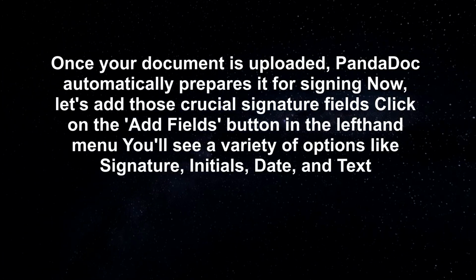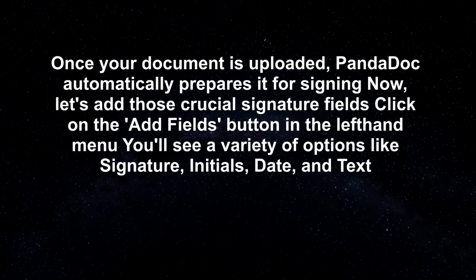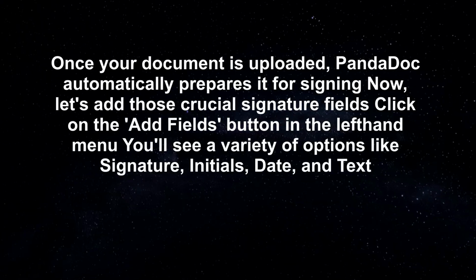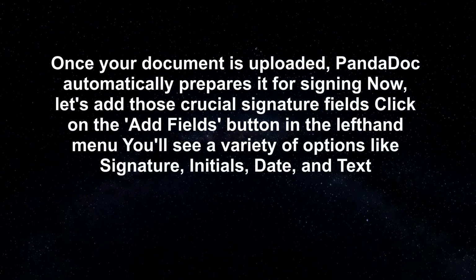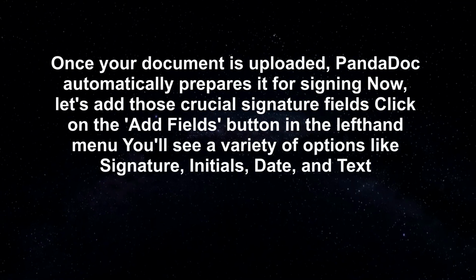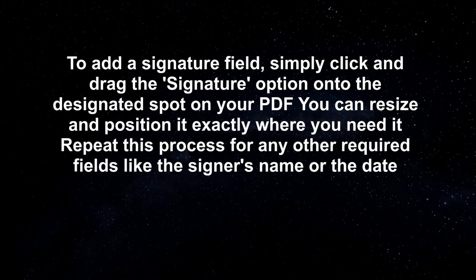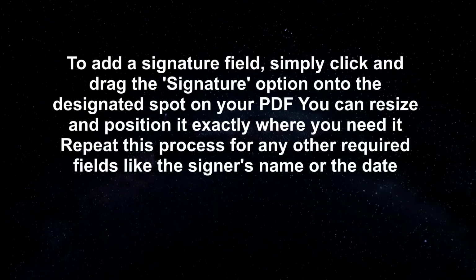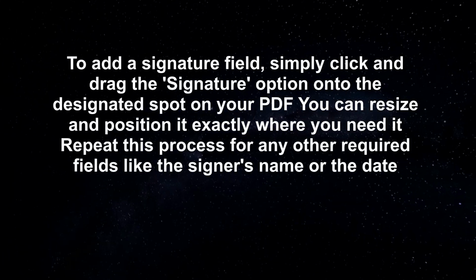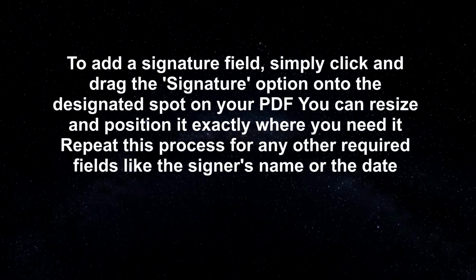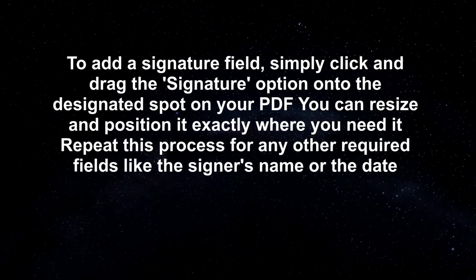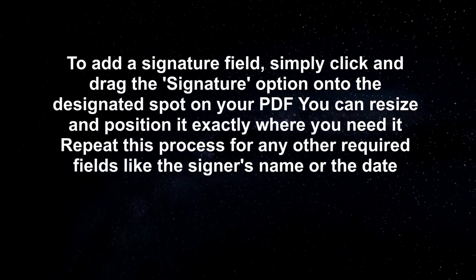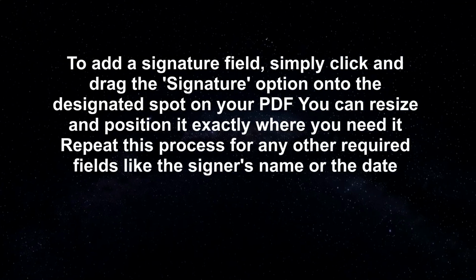Now, let's add those crucial signature fields. Click on the Add Fields button in the left-hand menu. You'll see a variety of options like signature, initials, date, and text. To add a signature field, simply click and drag the signature option onto the designated spot on your PDF. You can resize and position it exactly where you need it. Repeat this process for any other required fields like the signer's name or the date.